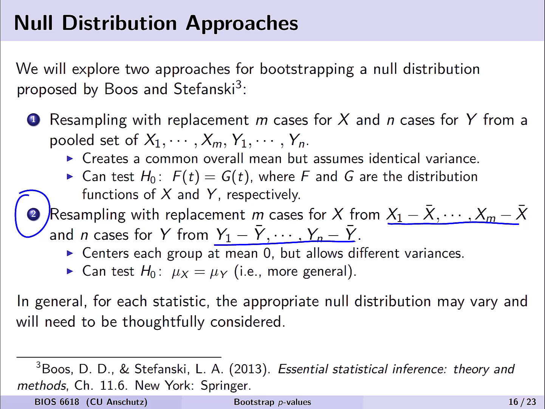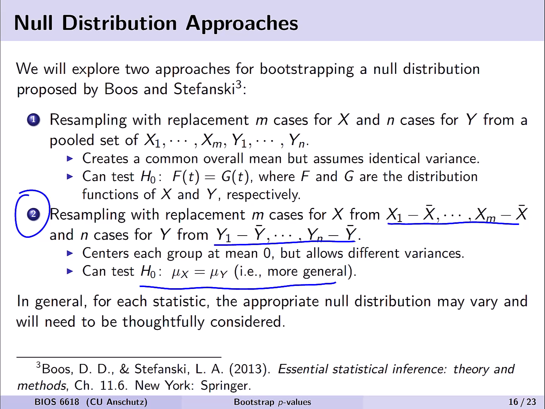to maintain equal variances. In other words, if we're trying to formally state this in a null hypothesis, what we're really testing in a more general sense is just the means are equal. Mu x equals mu y, and we're not stating anything about their distribution overall or the variances.